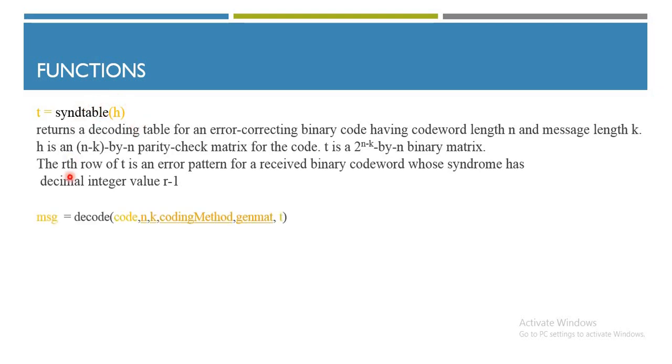And finally for decoding, the function which is used for decoding is decode. Whatever message value we have transmitted, the same value it is going to return. So message equals decode(code, n, k, coding method, generator matrix, T). Code is the code which was generated by the encoding, n by k is the size, the coding method which we are using is linear, then the generator matrix, and T is nothing but the syndrome table. In this way, these are all the functions used for the generation of an LBC code.